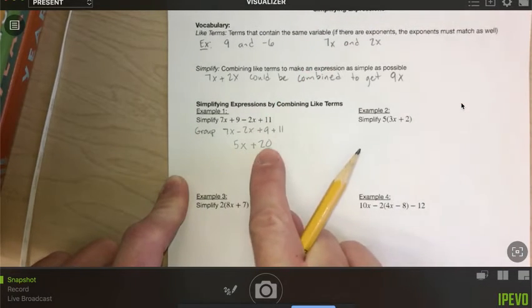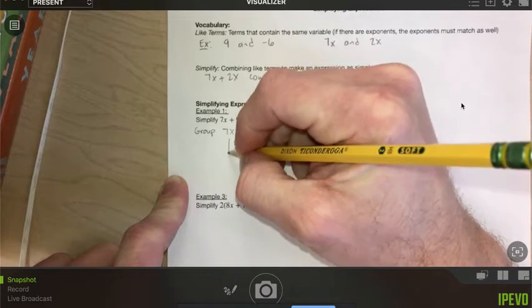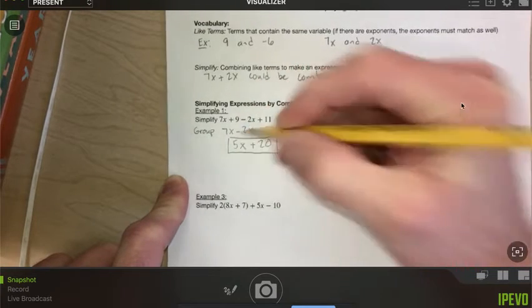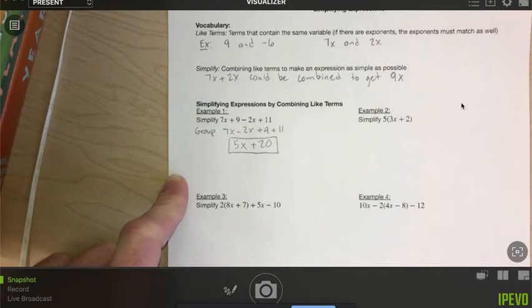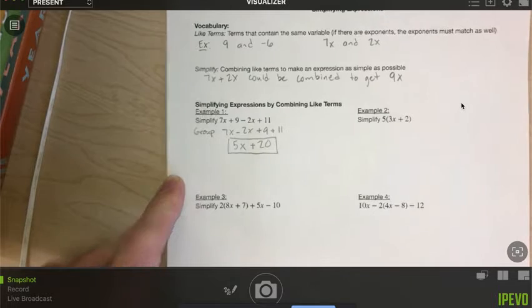This has an x, this doesn't. They're not like terms, and so this is as simple as it's going to get. That's it. All right.